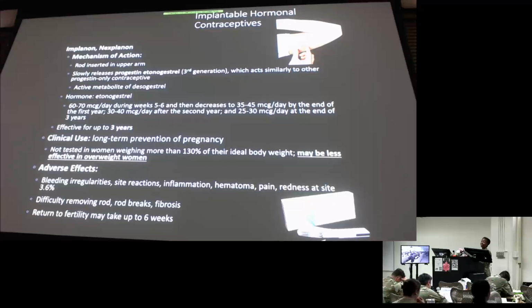etonogestrel, and that is going to again act the same way that we talked about with inhibiting the sperm, making it not able to move in an inhabitable vagina, so it's not an ideal place for the sperm to be. You also see that we have the efficacy for up to 3 years. So several people will get these replaced over that 3-year time frame.